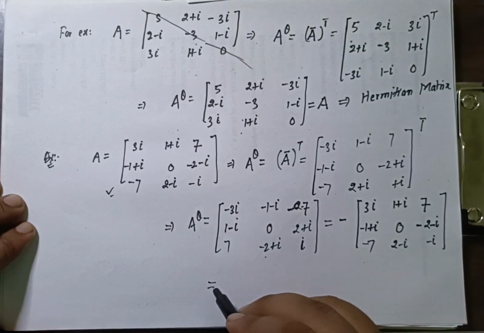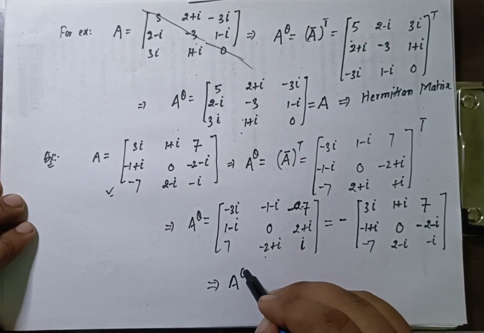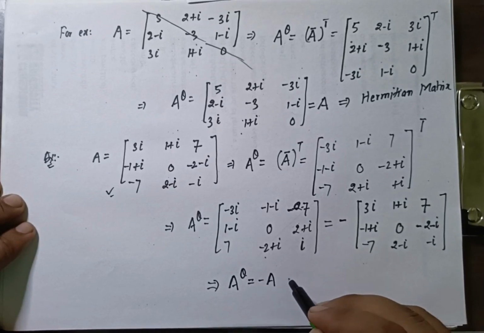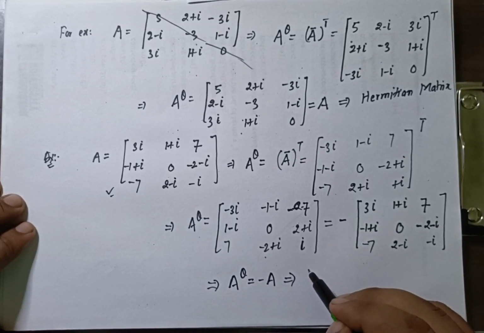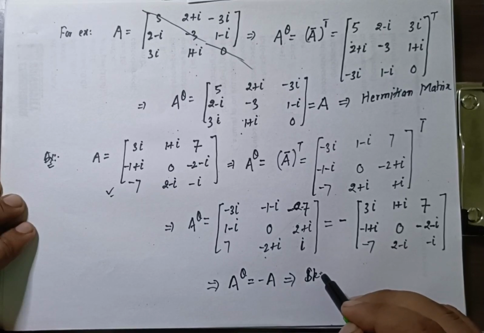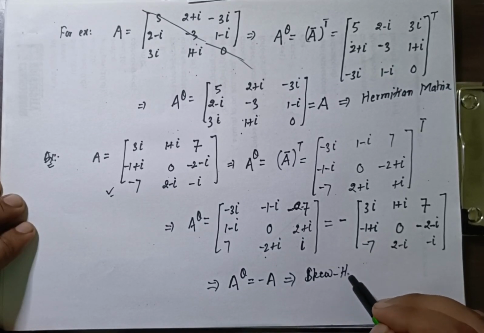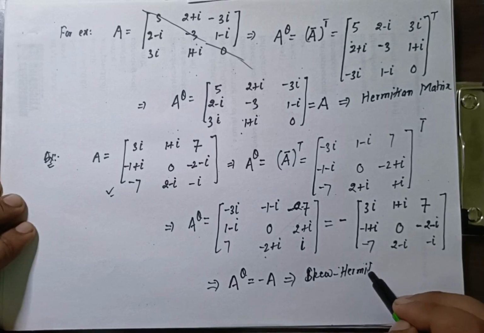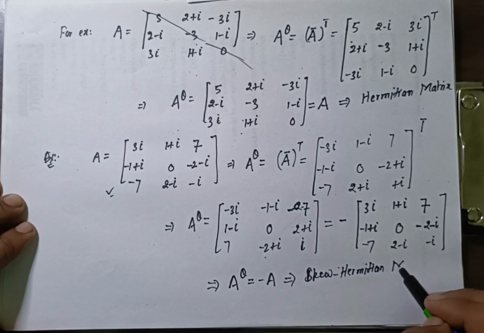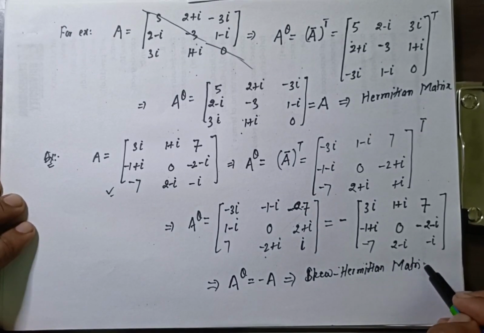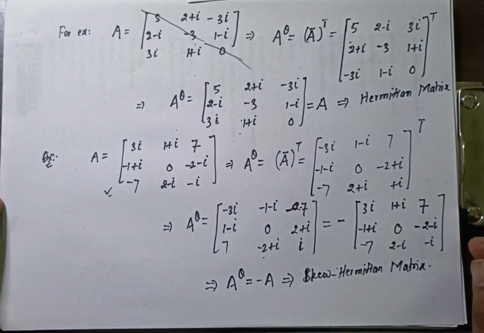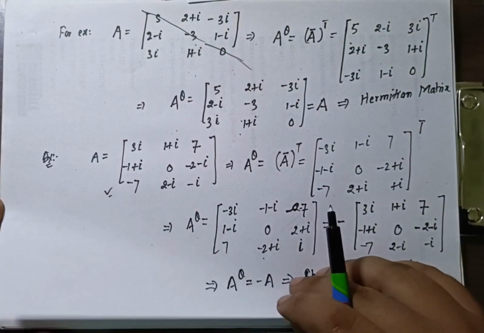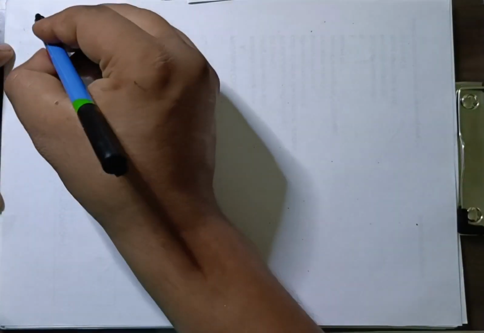So this implies that for the given matrix, A theta is equal to minus A, which implies that the given matrix is a skew Hermitian matrix. Skew Hermitian matrix. So you can write it very easily and check it. Okay, there is no issue in checking. So similarly, we will now do some questions based on the Hermitian and the skew Hermitian matrix.